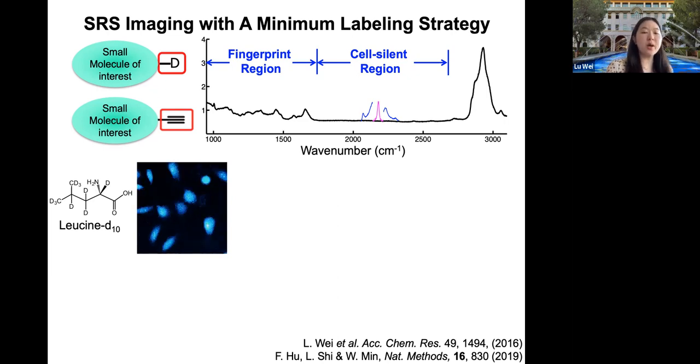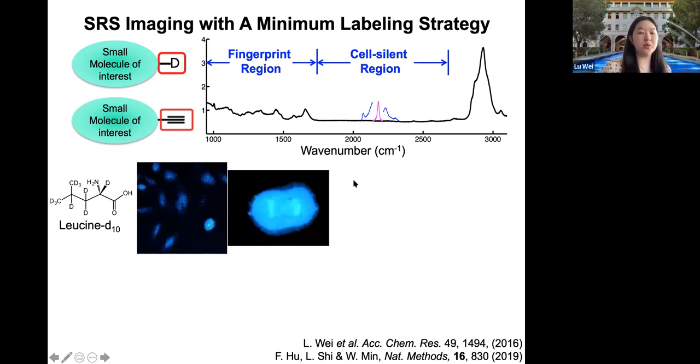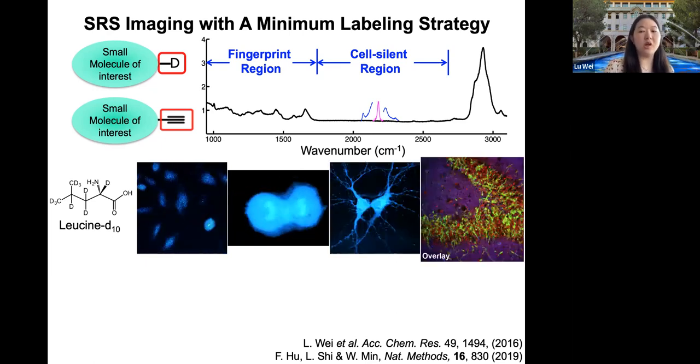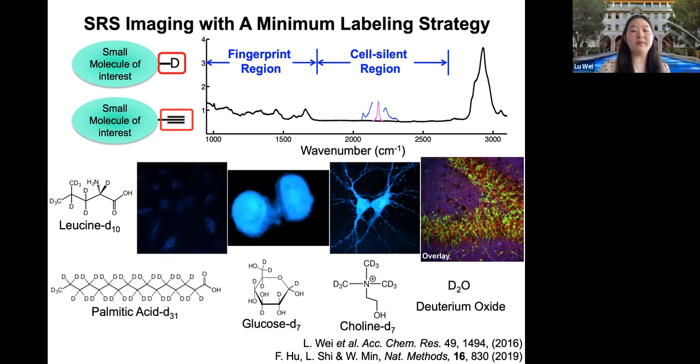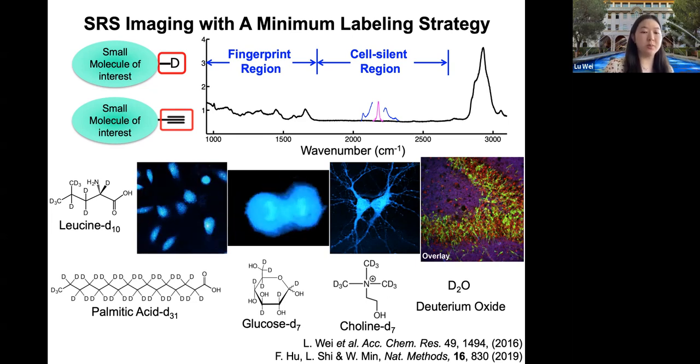Right? So in this way, using deuterated amino acids, we can monitor the protein synthesis activities over time, or the distribution of newly synthesized proteins in a spatial and temporal dependent manner in neurons, and then also in brain tissues to identify those spatial hotspots. Similar strategies could be applied to deuterated fatty acids, glucose, choline, or deuterium oxide, which you can use as tracers for metabolic activities to understand and study cellular metabolism.